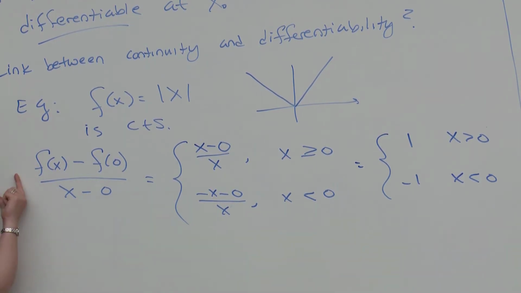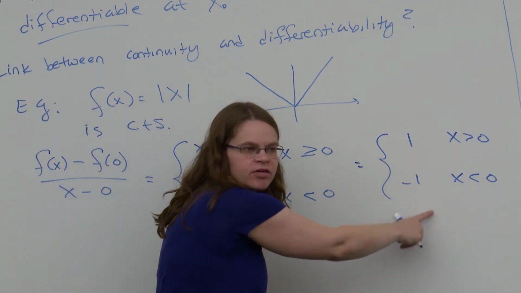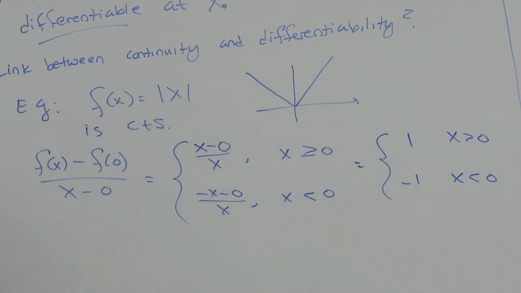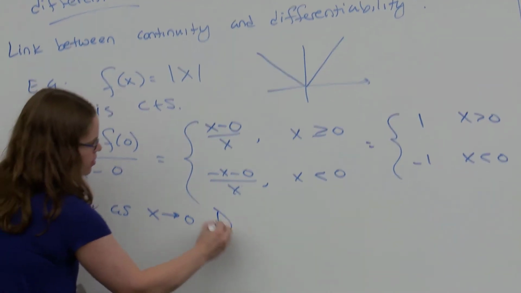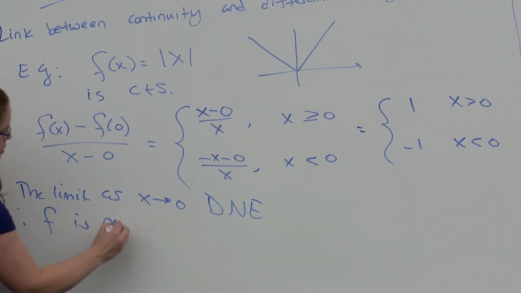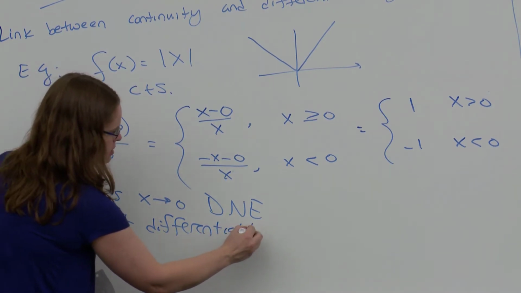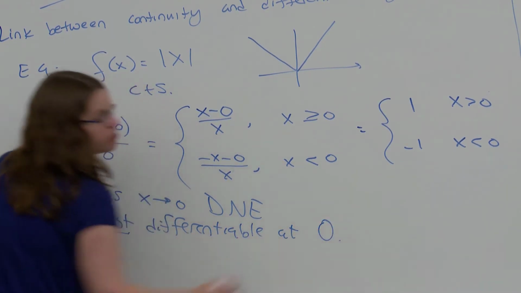Okay, so what's the limit of this as x goes to 0? It doesn't exist, exactly, right? Because we have one-sided limits. As x goes to 0 from the positive side, we get 1. As x goes to 0 from the negative side, we get minus 1. But those two things don't match, right? So the limit as x approaches 0 is going to not exist. Therefore, f is not differentiable at this point that we checked at 0.